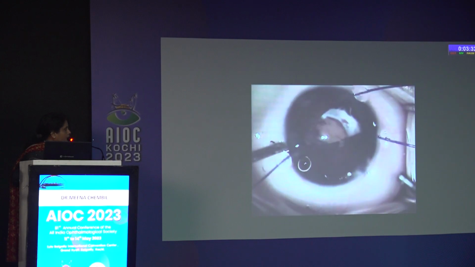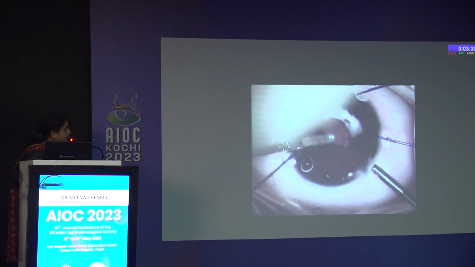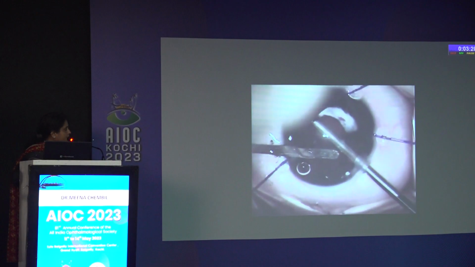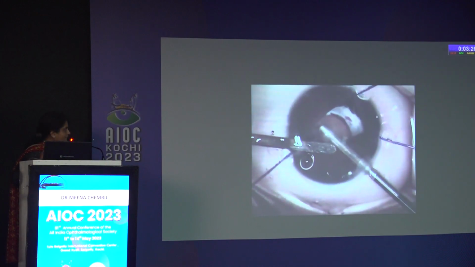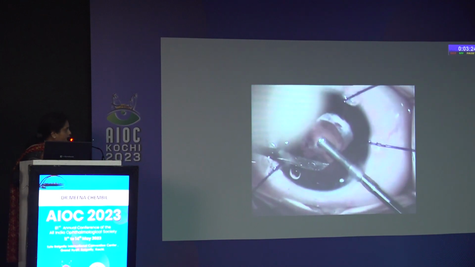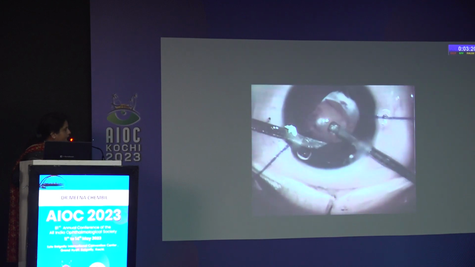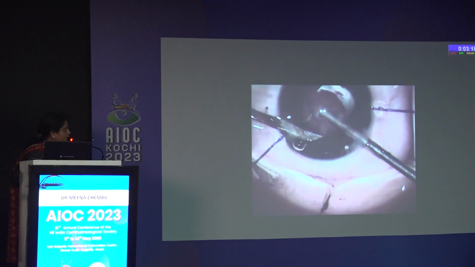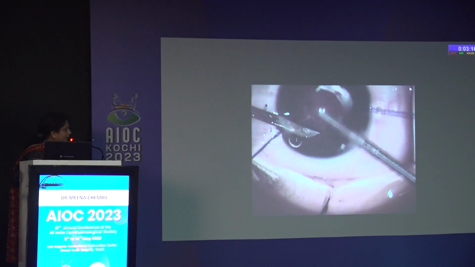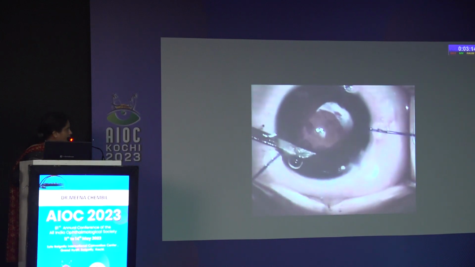The problem is you have to maintain the anterior chamber, and here the iris repositor helps me to keep the iris at bay so that the iris won't come into the wound. I'm just trying to separate the iris from the vitrectomy probe. Otherwise, once you disturb the iris, it's very difficult. It will keep on coming into the instruments.